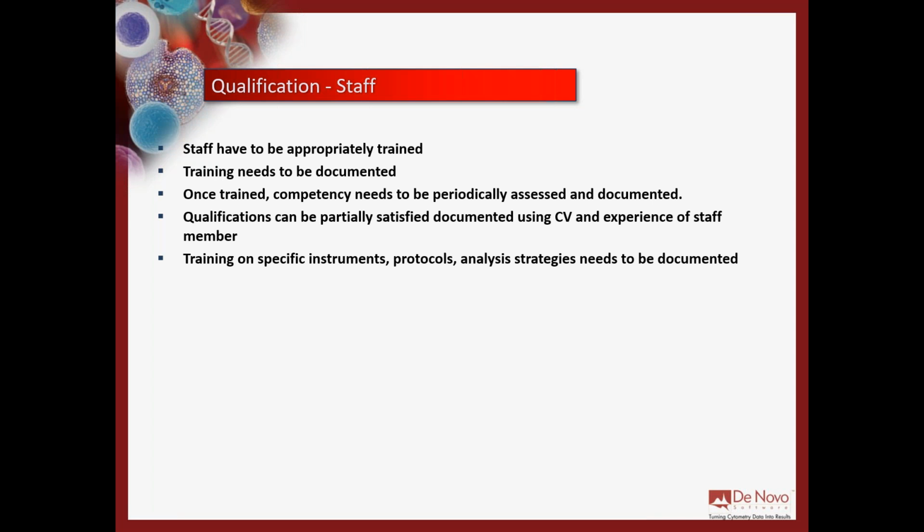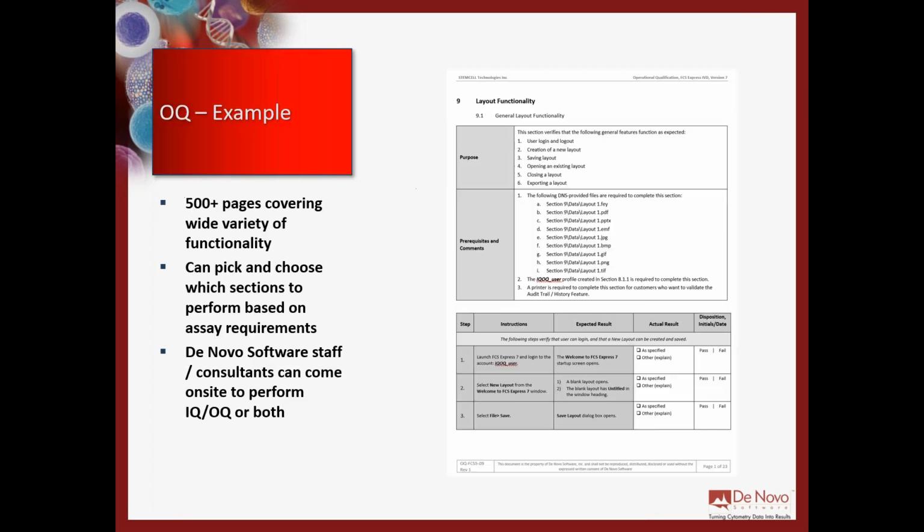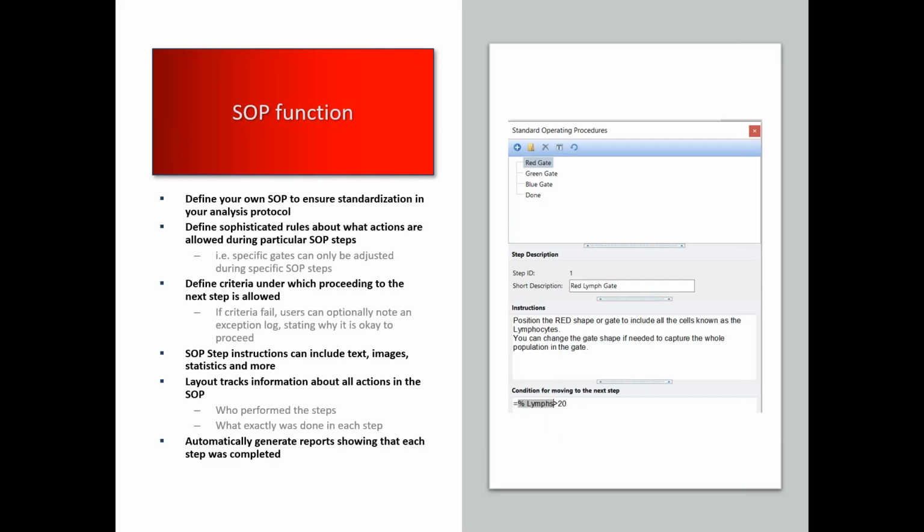And while the qualification of the staff can be partially performed just based on their CV and experience, you do have to document and show that staff members were trained on the exact protocols and instruments and strategies that you are using in the laboratory. That training process is often very ad hoc, very difficult to document. It takes time and effort to come up with the training procedures, and it's just a challenge to continuously do. So how can FCS Express help?